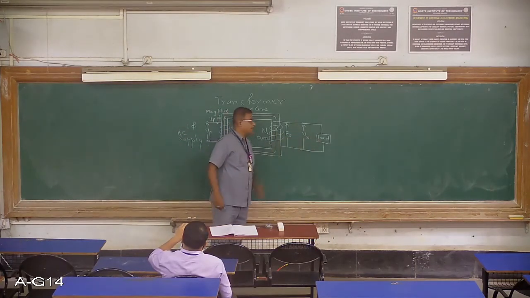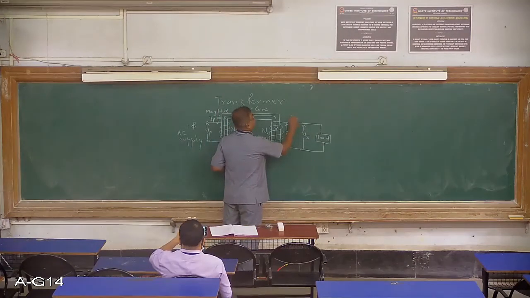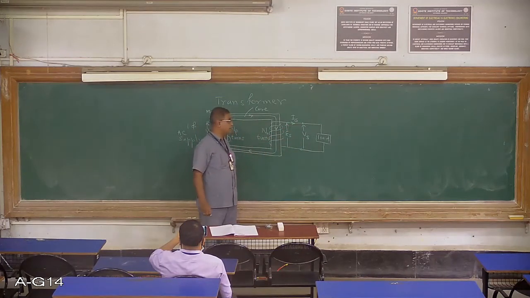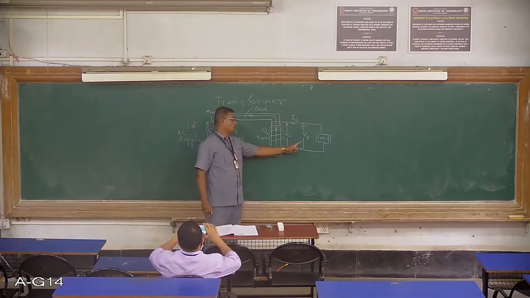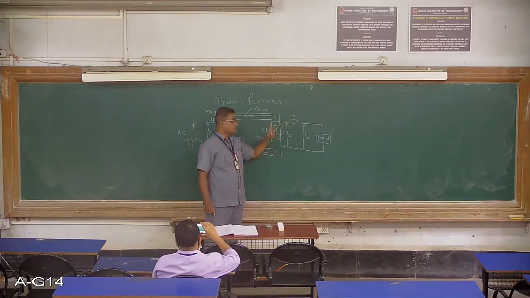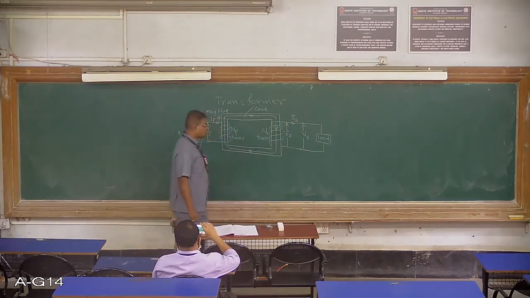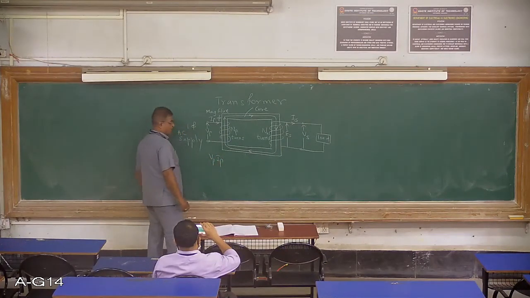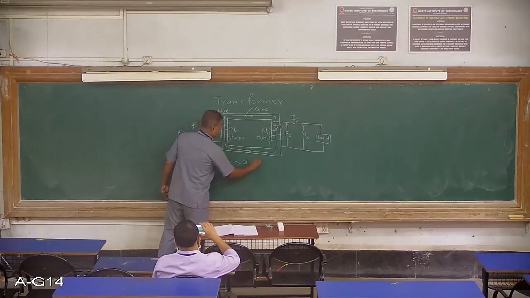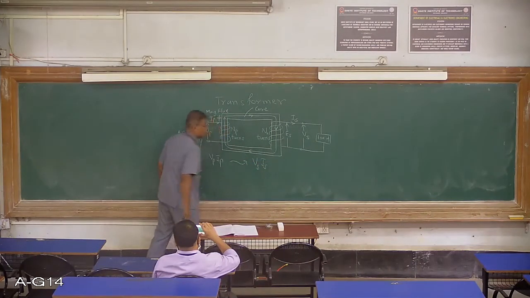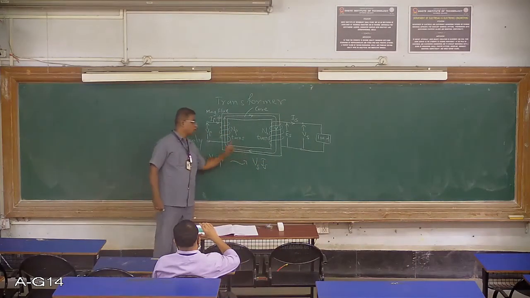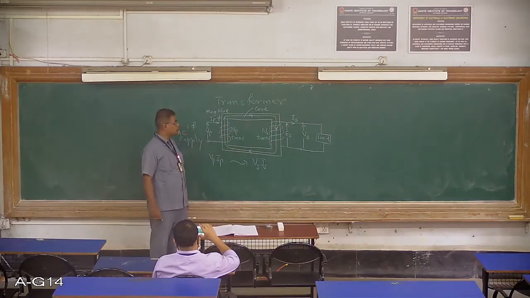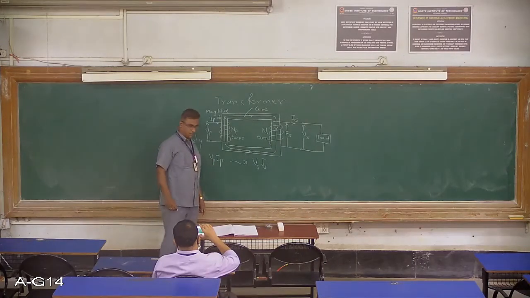Similarly, whenever we connect a load, a current Is, which is called the secondary current, will flow in the secondary winding. Therefore, the output power is Vs into Is. So like this, we find that the primary power Vp Ip gets transferred into the secondary power through mutual induction. This is how a transformer works through the principle of mutual induction.